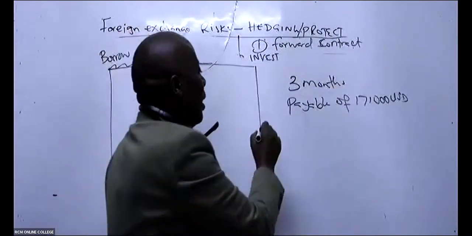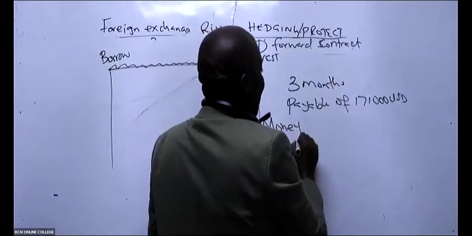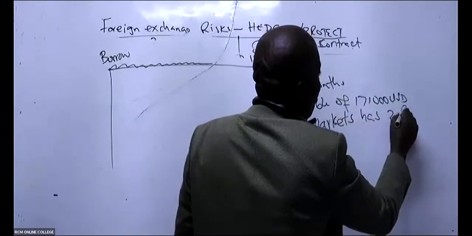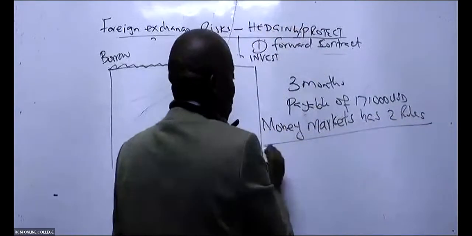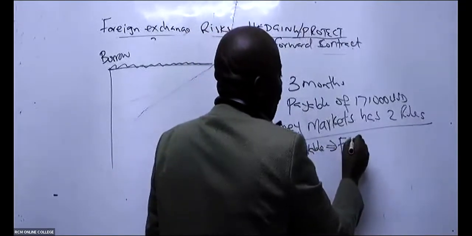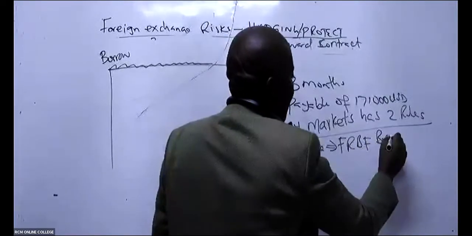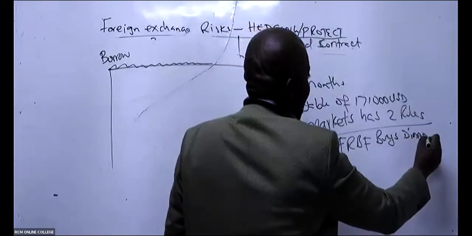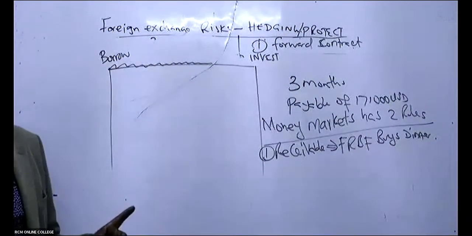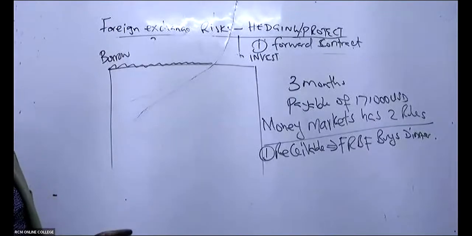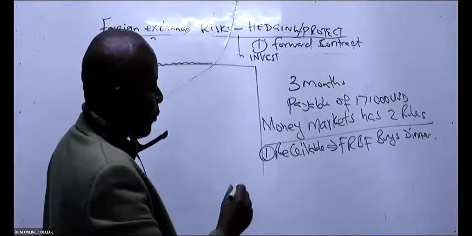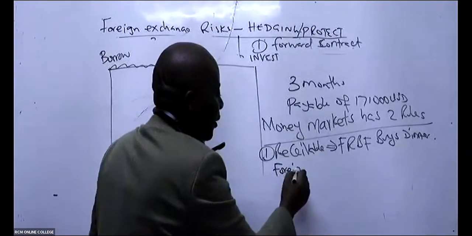Now, please remember that money markets has 2 rules. A rule for receivable, which in this case here we use foreign boyfriend buys dinner. A rule for receivable, foreign boyfriend buys dinner. Remember this stands for what here? Foreign receipt.